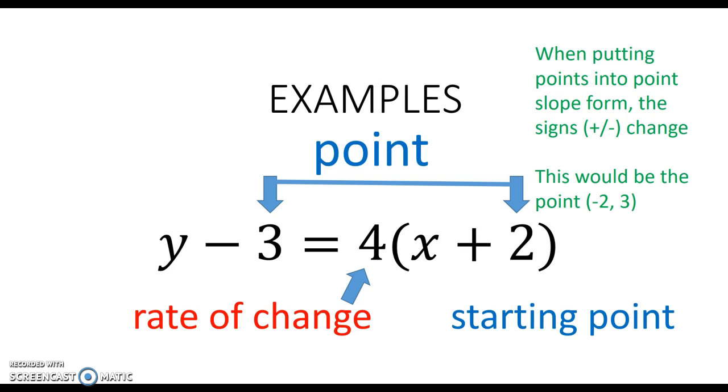The -2 becomes positive once we put it into the equation. And the positive 3 becomes negative once we put it into the equation. So whenever you're putting the points, the actual points, the numbers, into the equation, the signs are going to change. They're going to flip to the opposite.